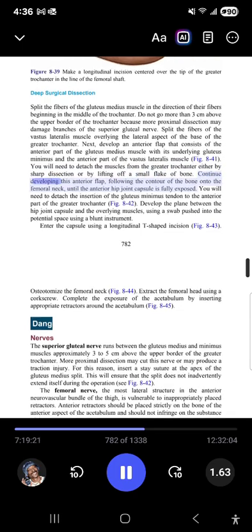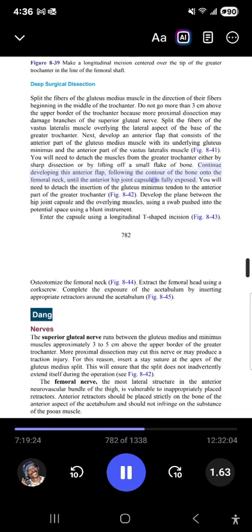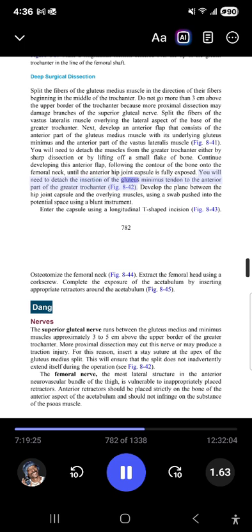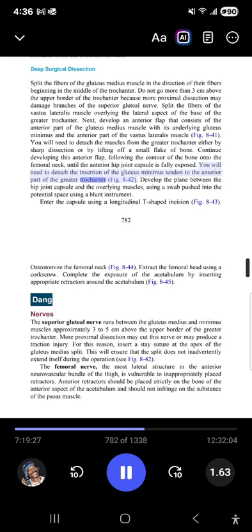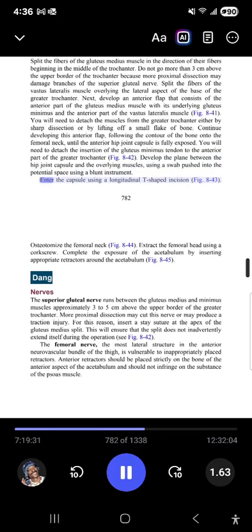Continue developing this anterior flap, following the contour of the bone onto the femoral neck, until the anterior hip joint capsule is fully exposed. You will need to detach the insertion of the gluteus minimus tendon to the anterior part of the greater trochanter. Figure 8-42. Develop the plane between the hip joint capsule and the overlying muscles, using a swab pushed into the potential space using a blunt instrument. Enter the capsule using a longitudinal T-shaped incision.